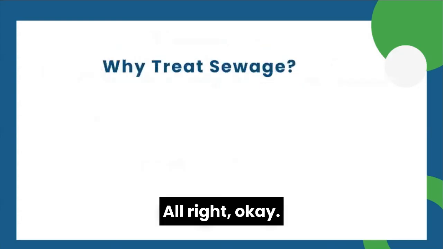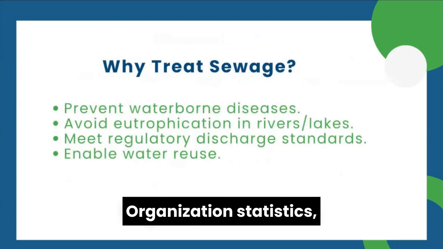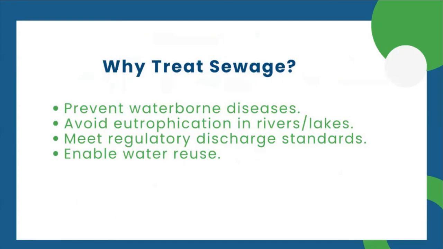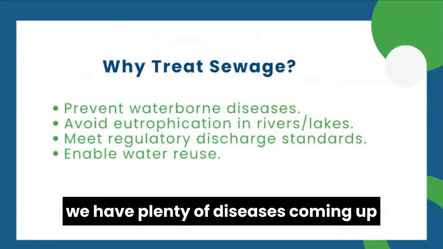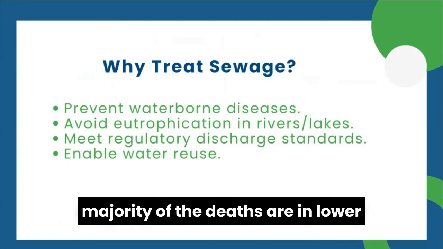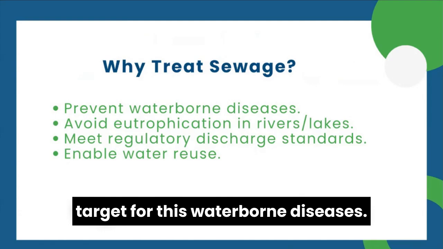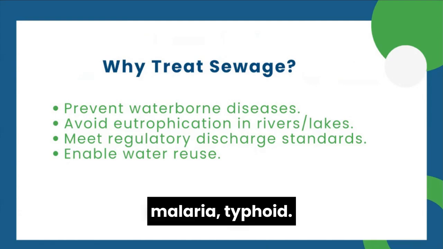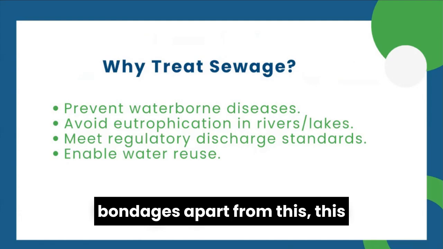All right. Now, why should we treat sewage? If you look at World Health Organization statistics, the number one killer in the world is waterborne diseases. That is why whenever a rainy season starts, at the beginning of the season, we have plenty of diseases coming up and a lot of deaths happening. And the majority of the deaths are in the lower age group. That means children are the primary target for these waterborne diseases. Waterborne diseases are like malaria, typhoid, right? These are some of the waterborne diseases.